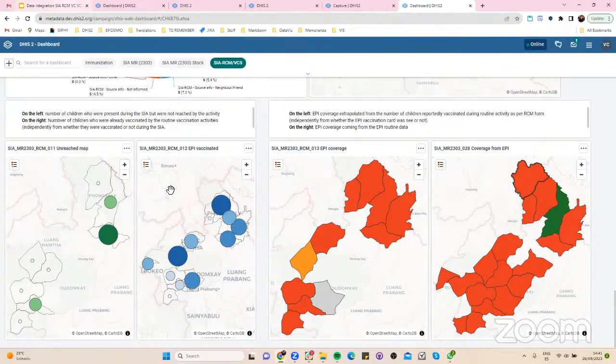So you can start having this kind of information. Or for example, here you can start comparing your coverage as extrapolated from your routine EPI data, but also as reported by the RCM during the activity. So for example, this is the coverage from EPI, and this is the coverage from the RCM activity. Whether there is any kind of discrepancy, whether you see that there are problems in reporting, whether it's reliable data and whatnot. And maybe a lot of people were saying yes, but you were not able to see the cards. So you can't even certify 100% whether these data are reliable or not.